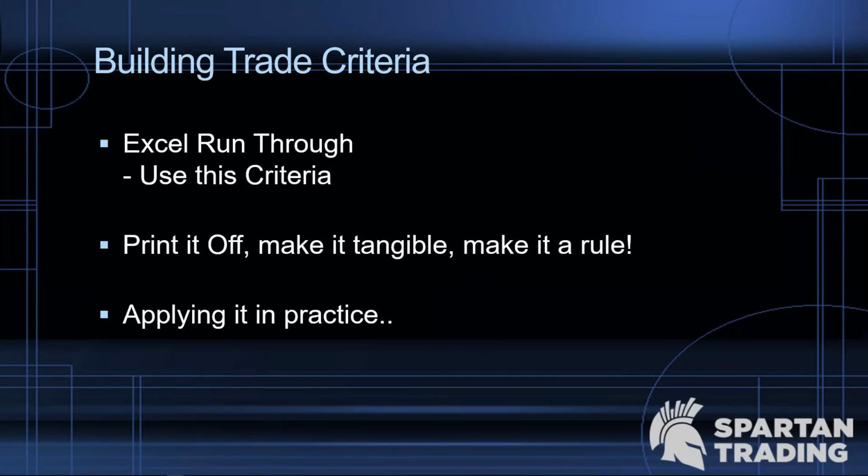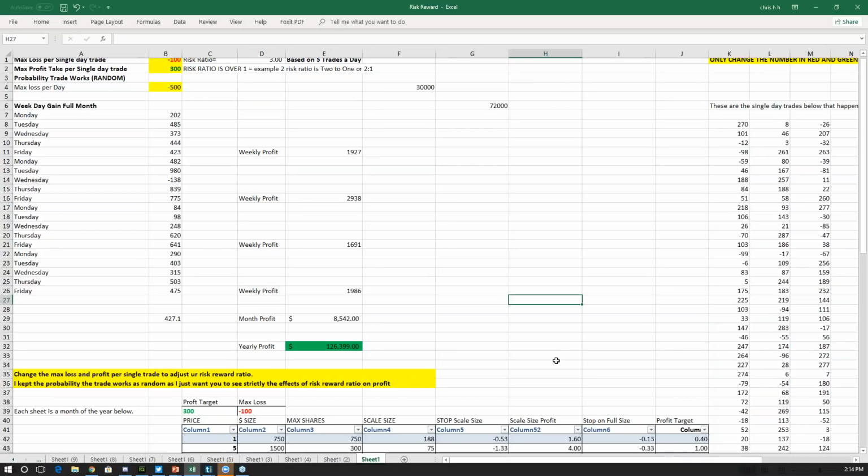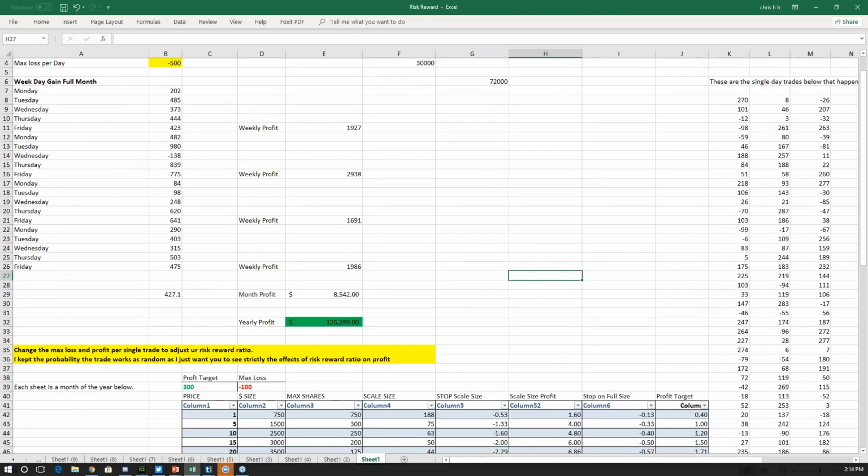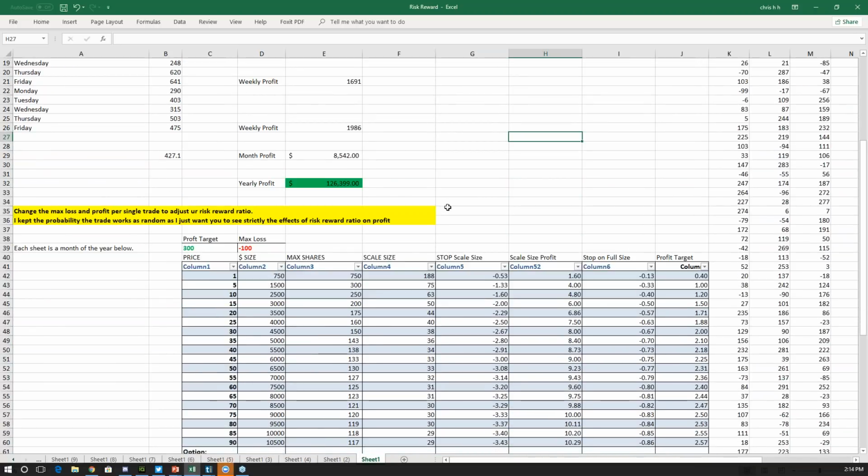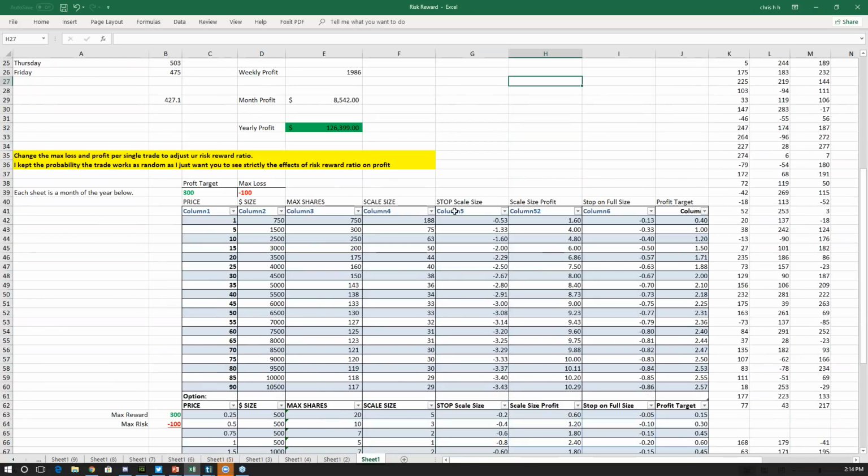So let's talk about building the actual criteria. We went to the spreadsheet and we talked about how it works, the simulation, etc. Let's talk about applying it. So it's great, I understand how risk reward works. You guys get it. If there are any questions on how it works, just let me know and we can go back and answer those. But let's talk about how we apply this to our account.